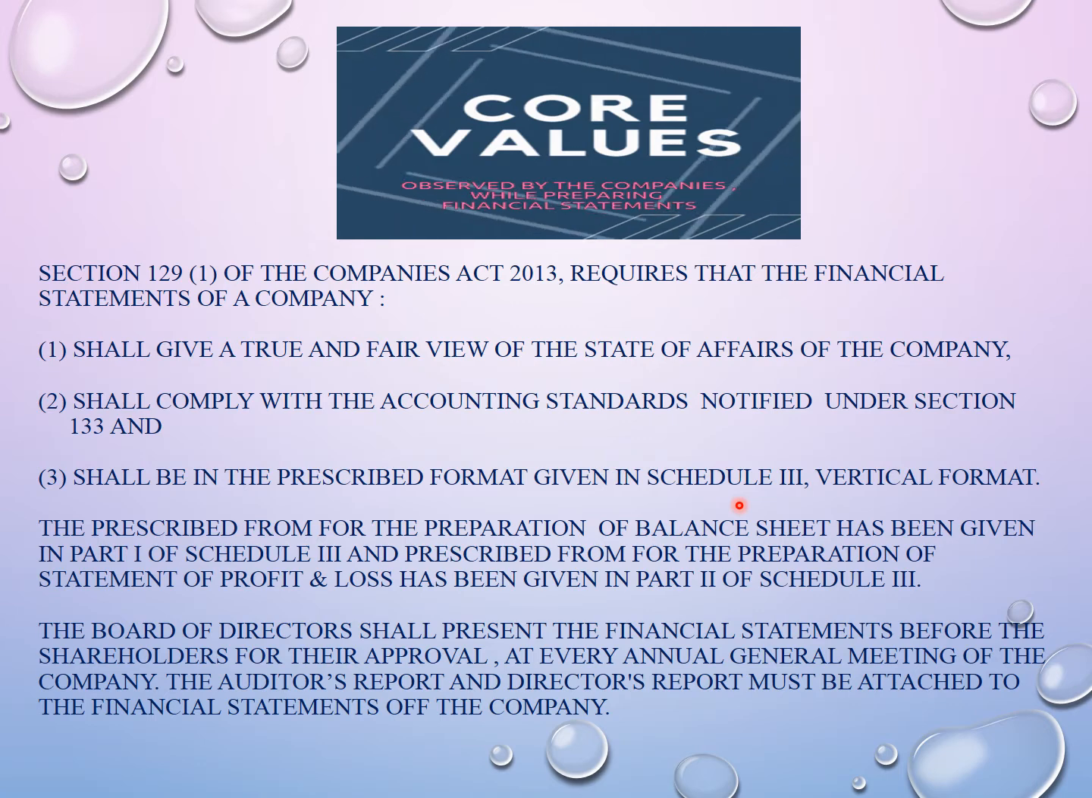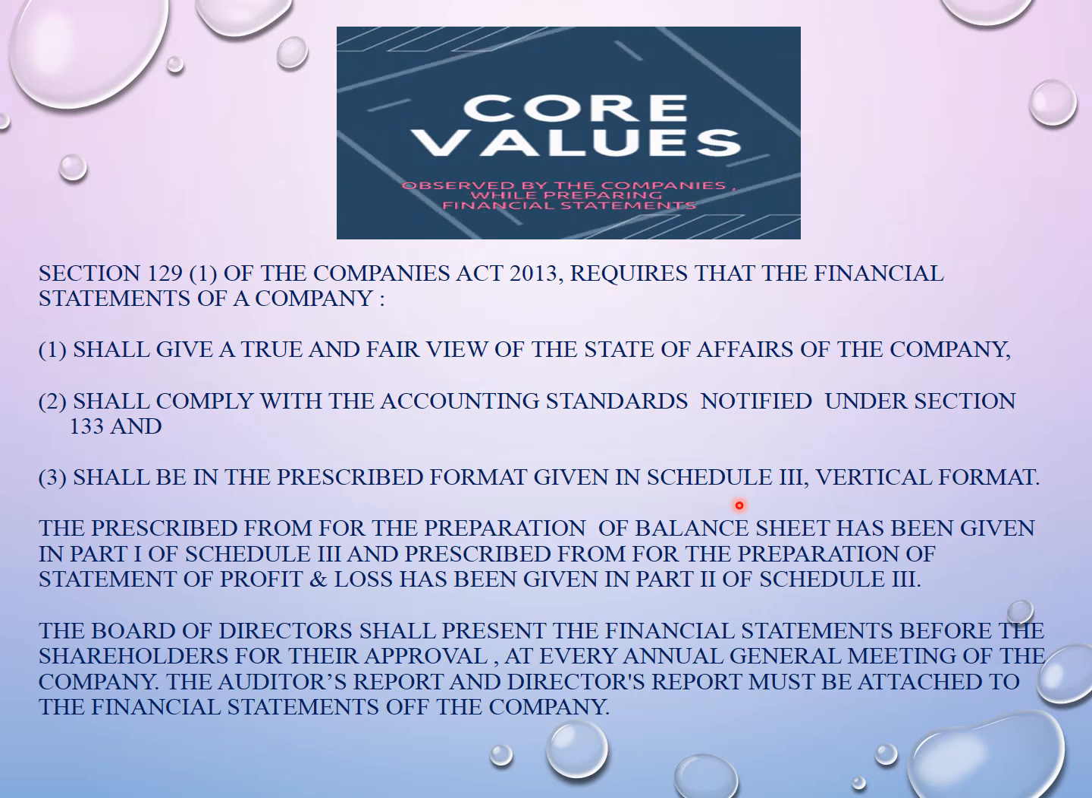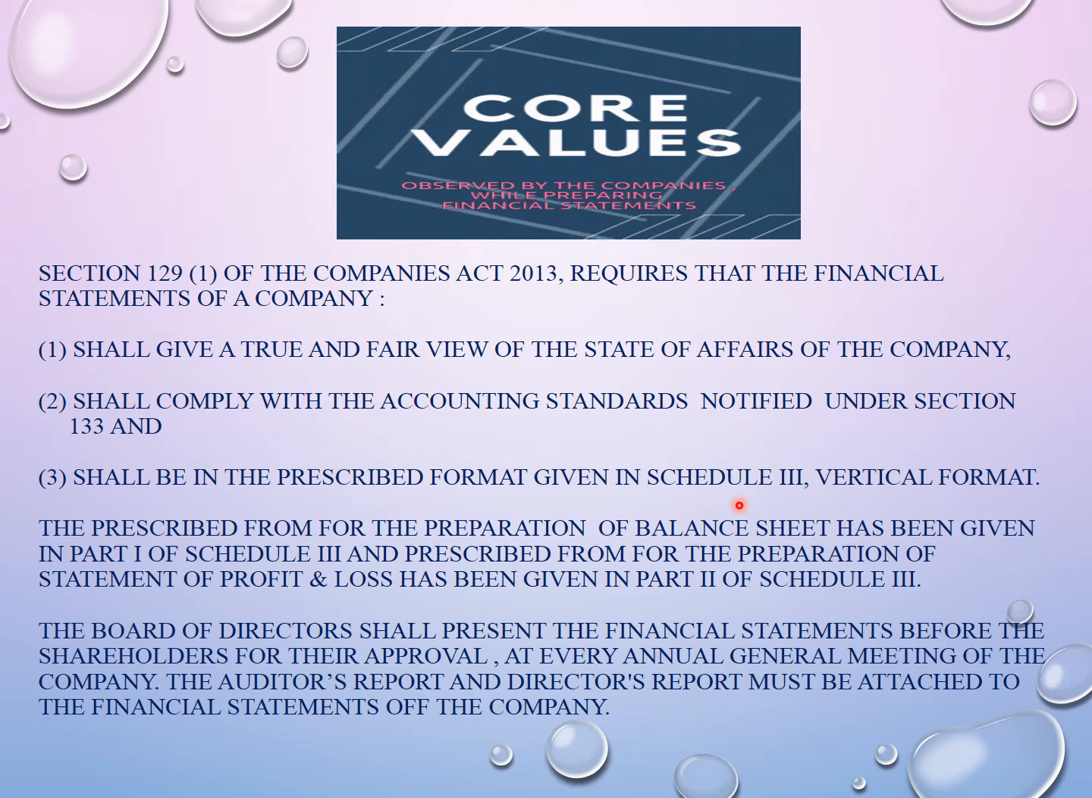Under vertical format, there is only one hand. There are total 4 columns. Column 1 is about particulars, in which first of all we show all the liabilities of the company, and in the same column under the liabilities we show all the assets.